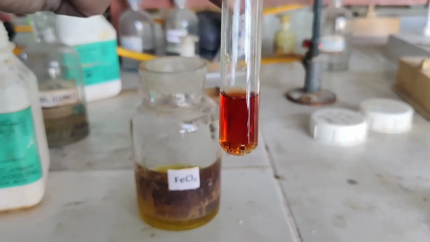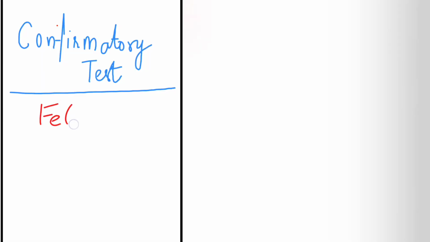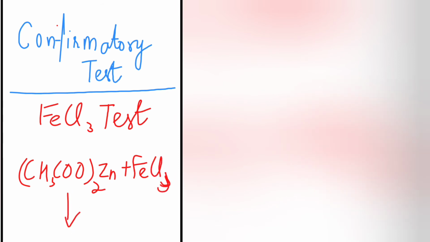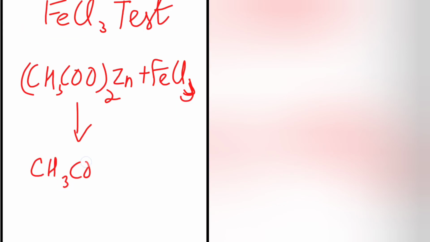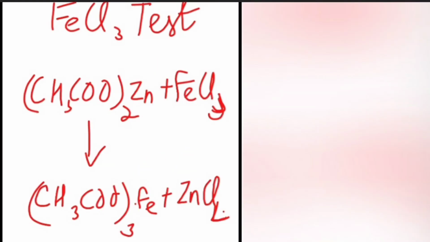In a few cases there will be an insoluble precipitate which is red in color, or we can say the solution will become red in color. So the reaction involved in the FeCl3 test: take any of the acetate salts, for example zinc acetate, it reacts with FeCl3 and forms a reddish complex. This is a very important formula for the complex, that is (CH3COO)3Fe plus ZnCl2. The formula of the reddish brown complex is (CH3COO)3Fe. Now in order to balance this equation, put 3 before zinc acetate and 3 before ZnCl2.